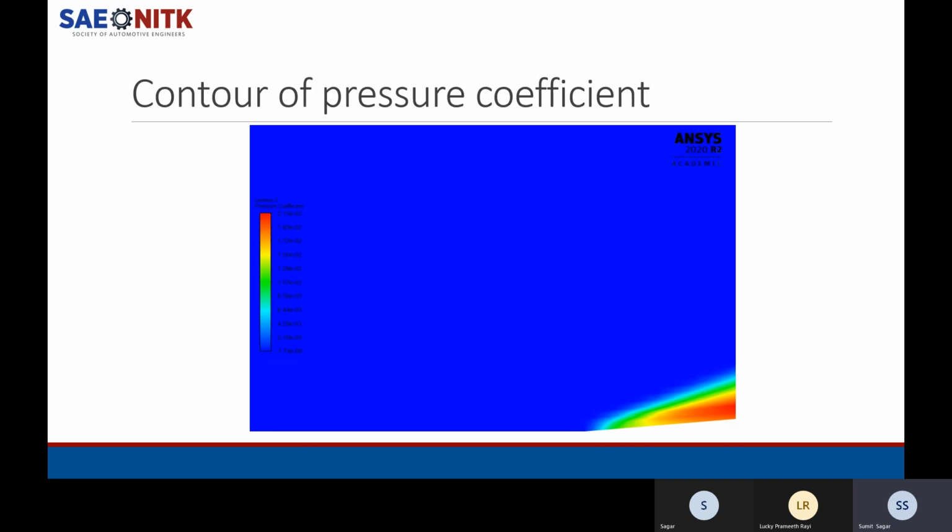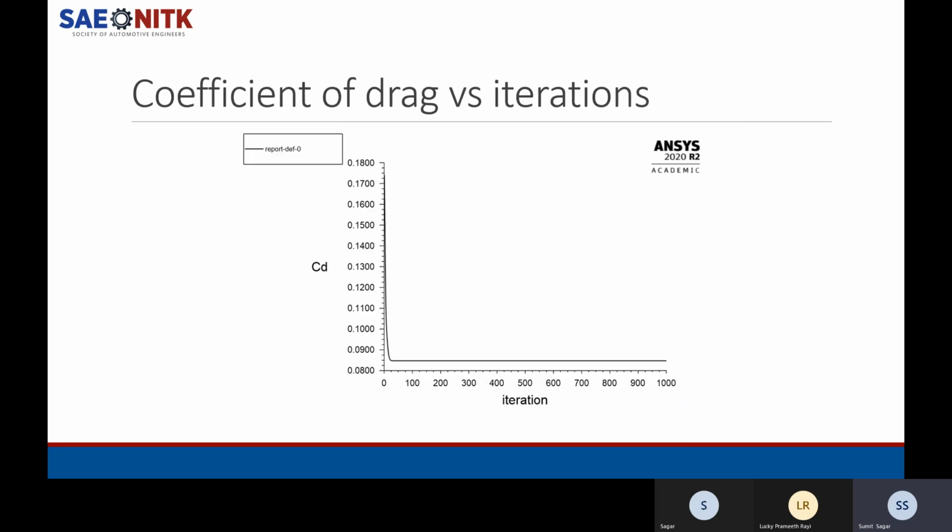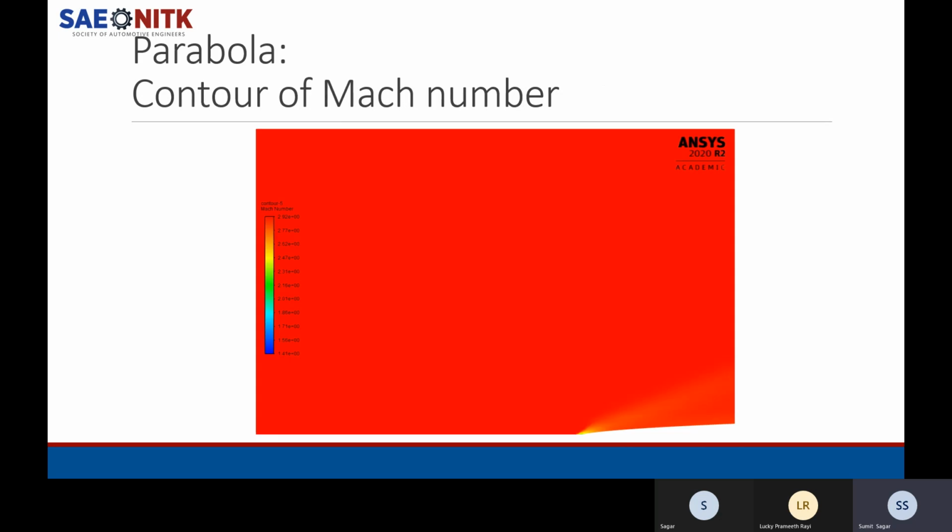The next slide is the contour of pressure coefficient. Here you can see the contour of pressure coefficient. The pressure coefficient is varying from minus 1.73 to 2.15. Here is the contour of absolute pressure for the cone profile. And finally we have the graph of the coefficient of drag versus the iterations. You can see that after 1000 iterations, the coefficient of drag converges to a particular point.